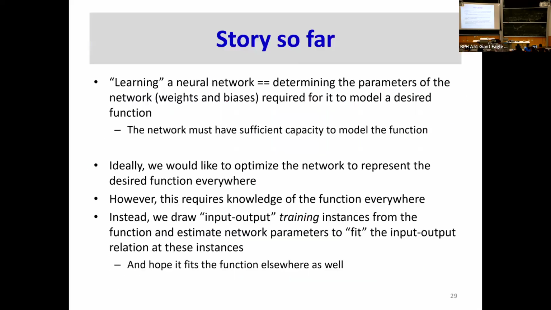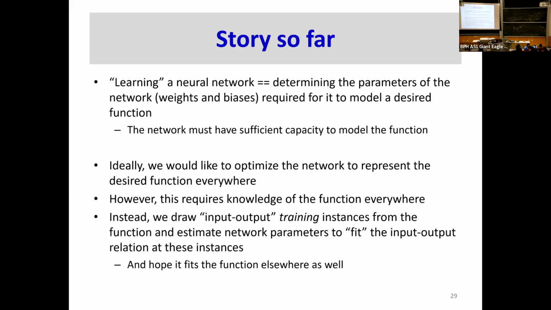No? Okay. So the story so far, learning a neural network is the problem of determining the parameters of the network, the weights and the biases, that are required for it to model a desired function. And the network must have sufficient capacity, meaning sufficient width and sufficient depth, in order for us to have a chance of actually learning a network that captures this function. We are assuming that it has sufficient capacity. So the problem of learning is simply that of determining its parameters such that this error is minimized.